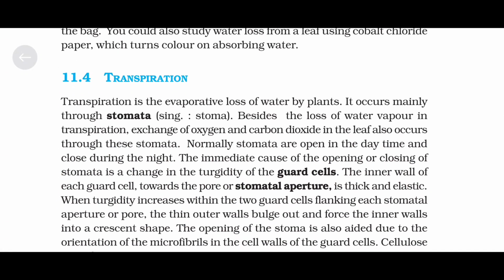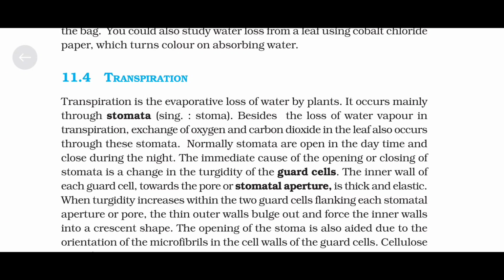Transpiration. Transpiration is the evaporative loss of water by plants. It occurs mainly through stomata. Besides the loss of water vapor in transpiration, exchange of oxygen and carbon dioxide in the leaf also occurs through these stomata. Normally, stomata are open in the daytime and close during the night. The immediate cause of the opening or closing of stomata is a change in the turgidity of the guard cells.